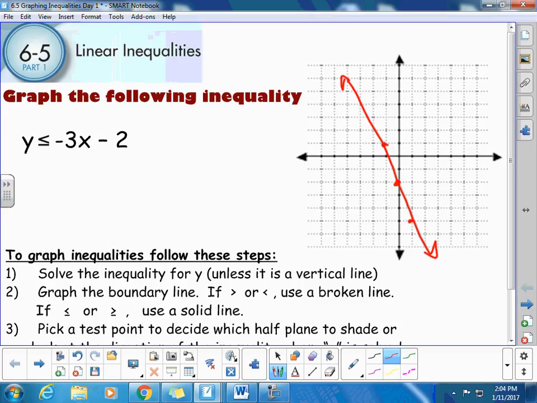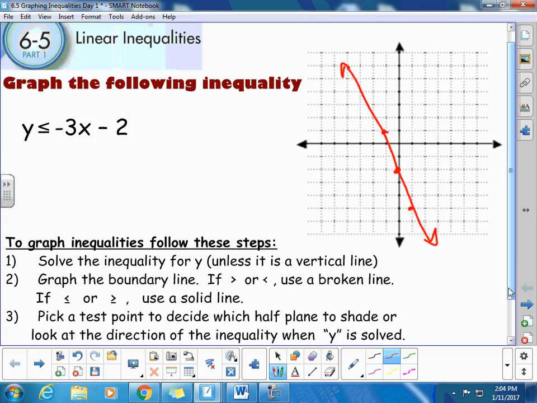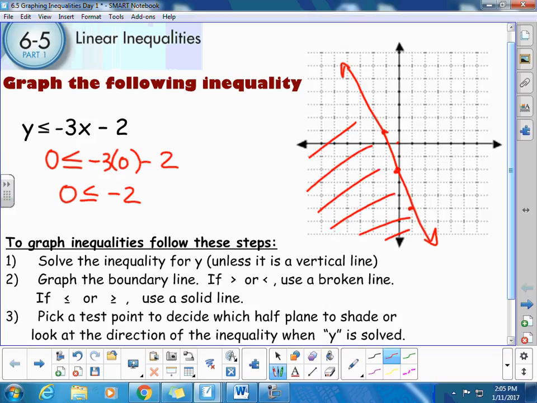And then it says, pick a test point to decide which half of the plane should be shaded. So I'm going to pick the point 0, 0. I would have 0 less than or equal to negative 3 times 0 minus 2. Is 0 less than or equal to negative 3 times 0, which is 0, minus 2? 0 is not less than or equal to negative 2, so that point 0, 0 can't be in my shading. So I am going to shade this. Any point in the shaded region will work for this graph.